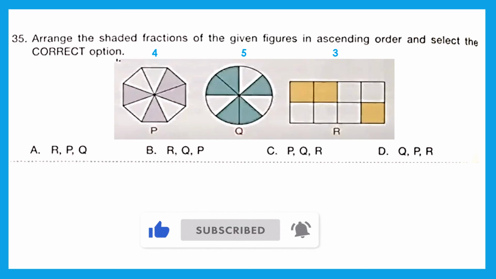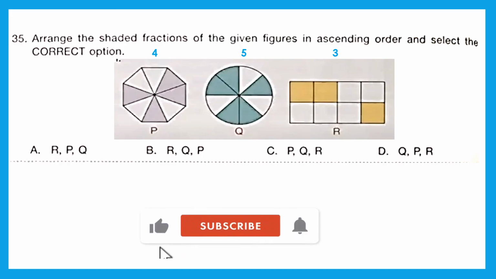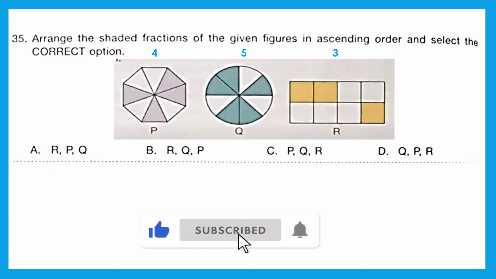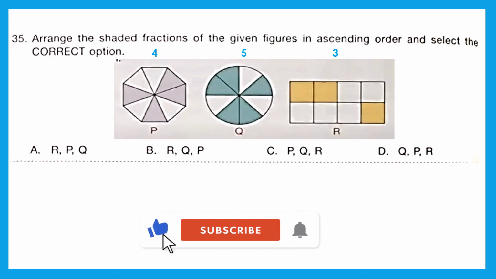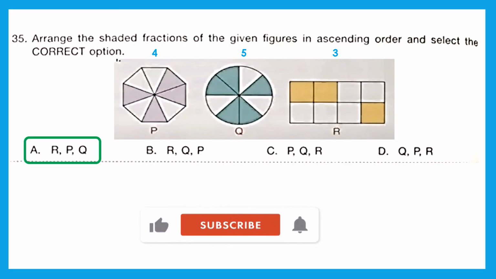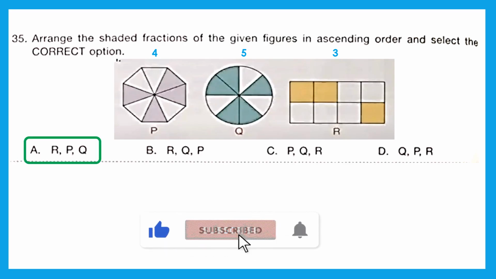So the total is common. So we will simply compare the fractions. We will simply see the shaded figures and put them in the ascending order. Ascending order means from smallest to largest. And the right answer which we'll get is RPQ, which is option A. With this, we have successfully solved Class 3 IMO 2023 Set B question paper.